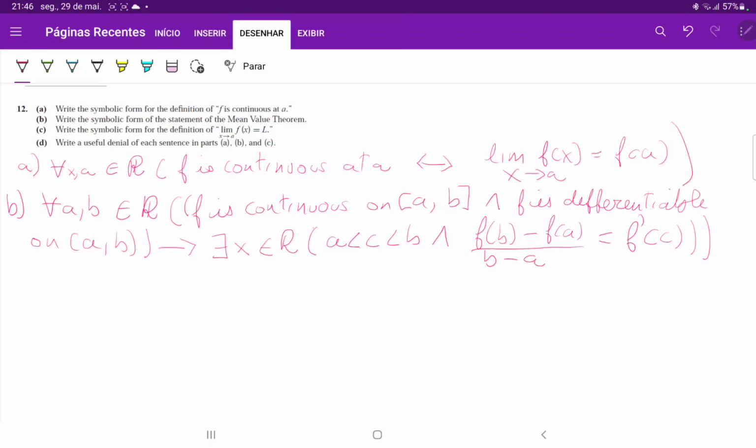So here we're basically saying, hey, for all A and Bs that belong to R, if f is continuous and differentiable on that interval, then there exists a number between them such that the derivative evaluated at that number is equal to the slope between A and B. And lastly, for C, we're going to write the symbolic form of the definition.